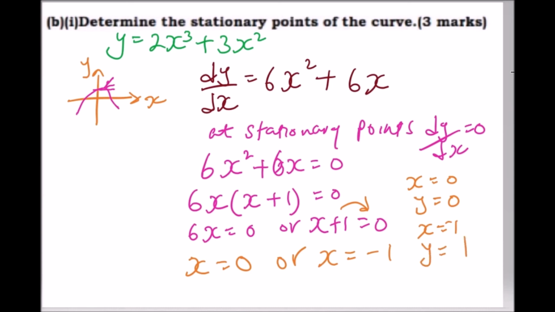Therefore, our turning points: here y is equal to 0, and here y is equal to 1. So our turning points are (0, 0), and the other one is, when we have x equals minus 1, y is 1. So those are our turning points, and by doing that you get yourself 3 marks.